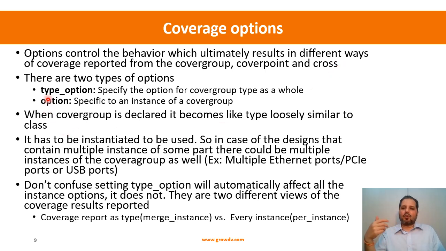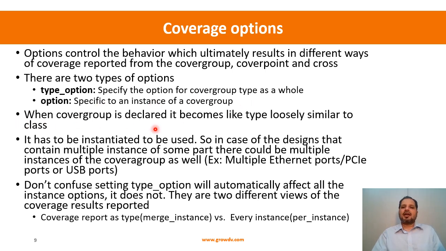We'll look at a few examples of the coverage reports by setting some of these key options, and we'll see how those behave. So there are 2 types of options. We have something called type_option. type_option is a keyword, and then we have option. Option is a keyword. type_option specifies the option for the cover group type as a whole, and option specifies the options for a specific instance of the cover group.